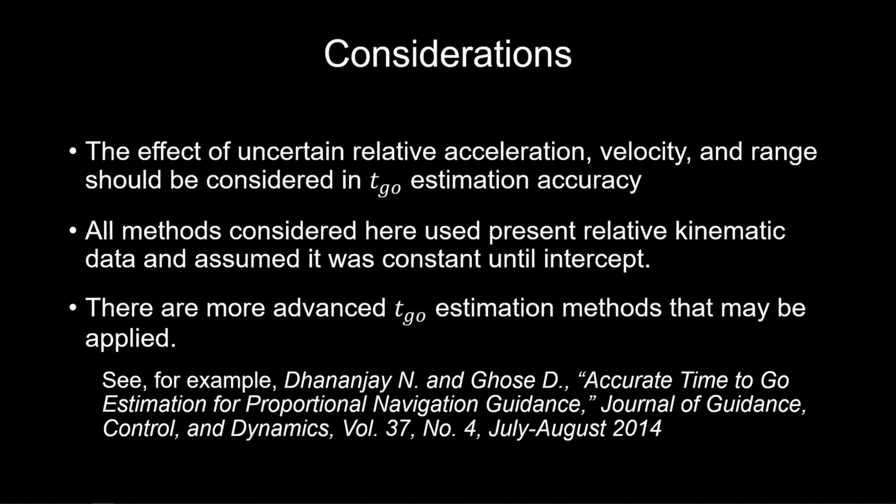In closing, we note that the effect of uncertain measured relative quantities will drive time to go estimation accuracy for each of these methods. All methods considered here used present information for each time step and assumed present relative data was constant to the final time in order to estimate time to go. Of course, this is an incorrect assumption, and there are more advanced time to go estimation methods that can be applied.